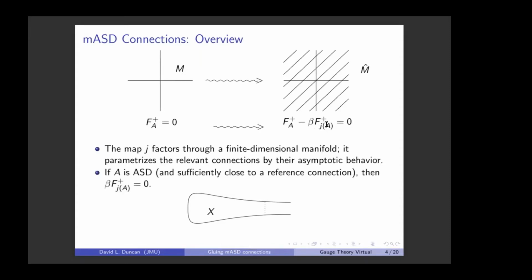One other key property of this J thing is that if A is ASD and also sufficiently close to some reference connection, and I'll bring that up again a little bit later, then this extra term they add is automatically 0. And so it's due to this second bullet point that the moduli space of ASD connections is sort of a subset in some sense, and I'll spend more time talking about this, is sort of a subset of this thickened space.